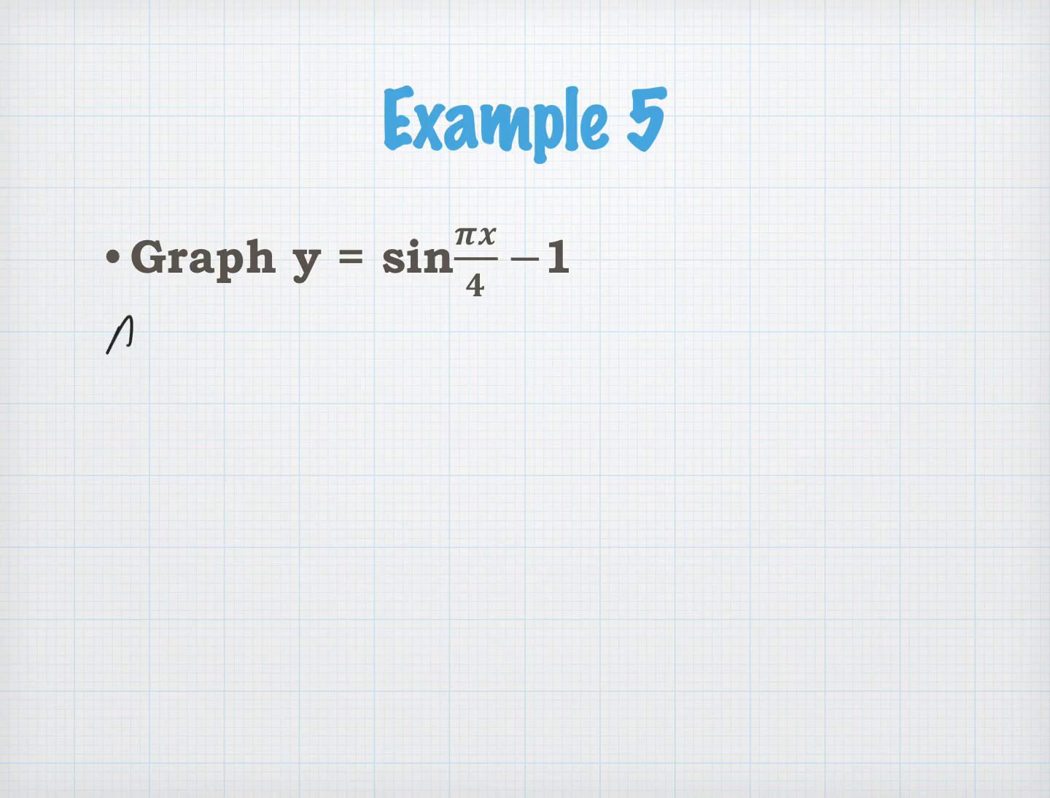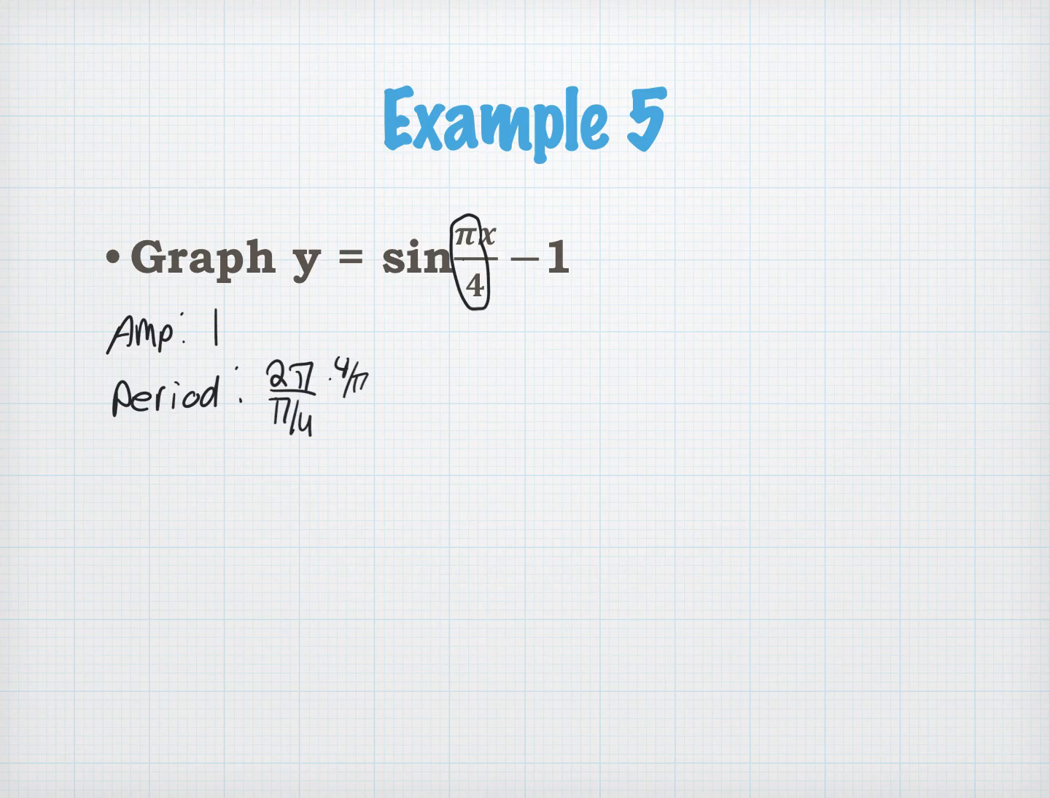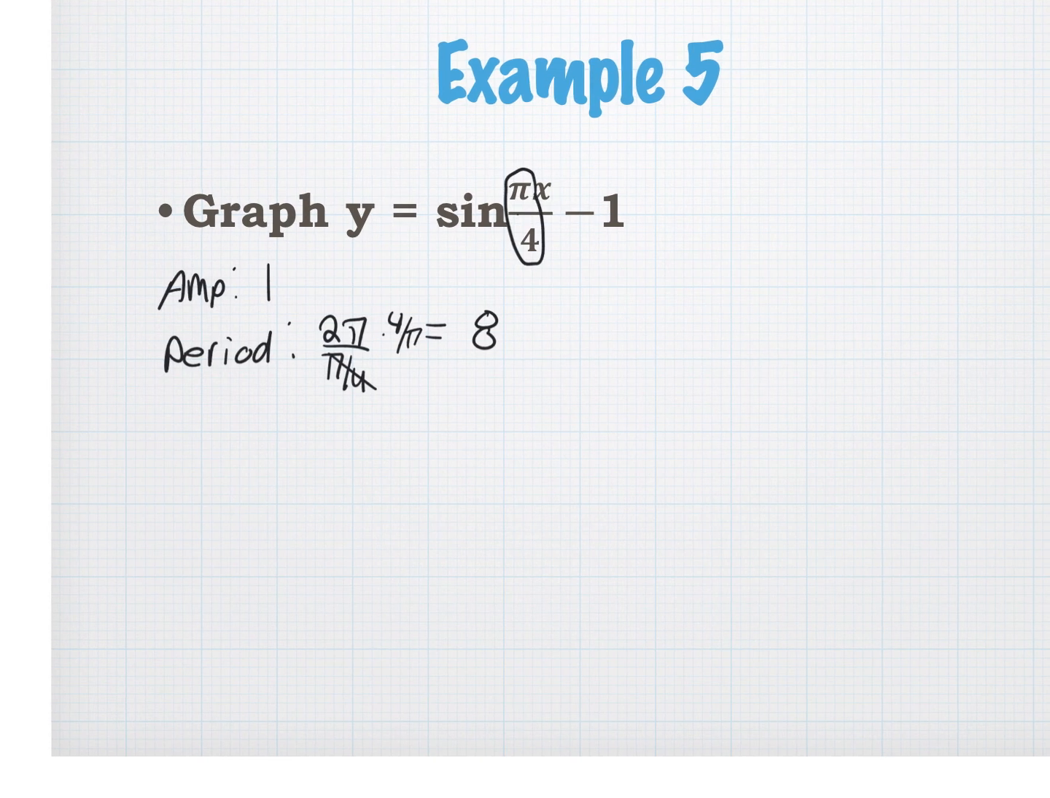All right, let's try the same thing here. Okay, our amplitude is going to be 1. Period is going to be 2 pi over whatever's on the inside. And in this case, what's on the inside is a pi over 4. All right, keep, change, flip. This is going to be a times 4 over pi. So that's going to get us just 8, right? Plain old 8, right? It's not going to have any other pi's attached to it. It's just 8. All right, and then now let's find our key points.